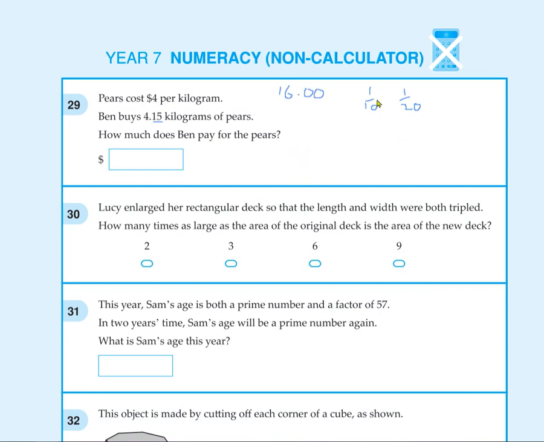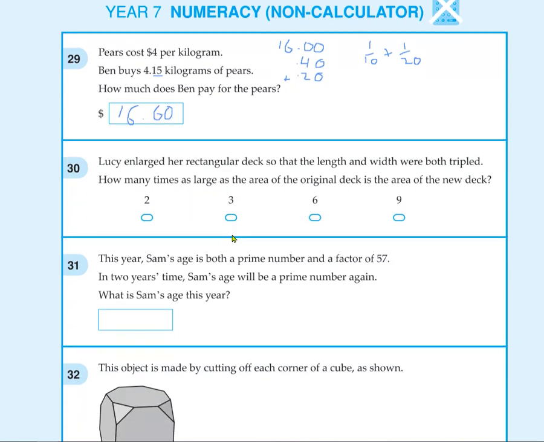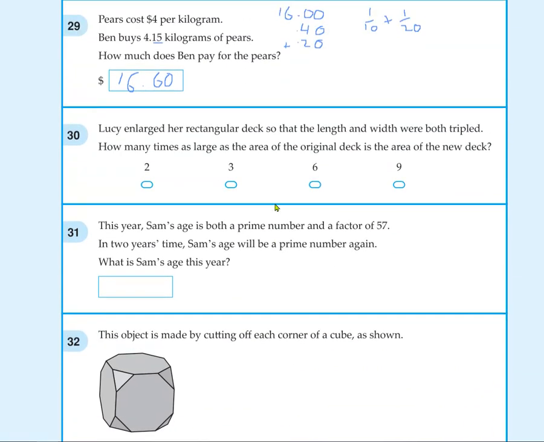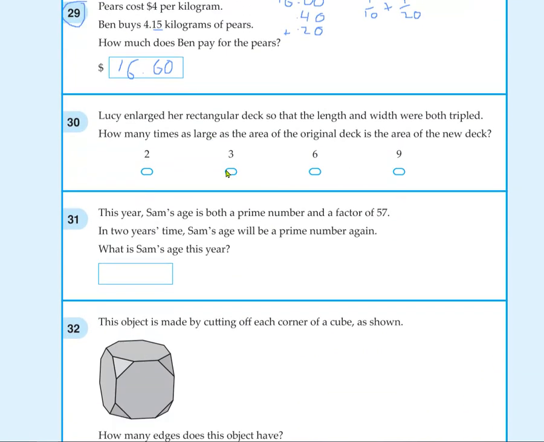But then when it comes to adding these two up, that can be a little bit trickier. A tenth of $4 will obviously be 40 cents, and a 20th will be half of that, so it'll be 20 cents. All up, when you add all those three up, you get $16.60.